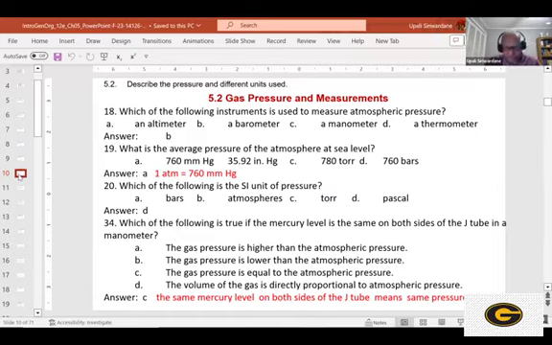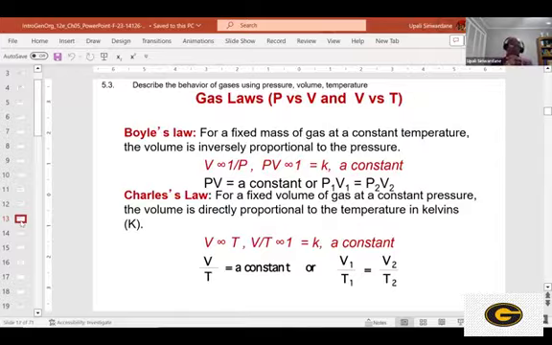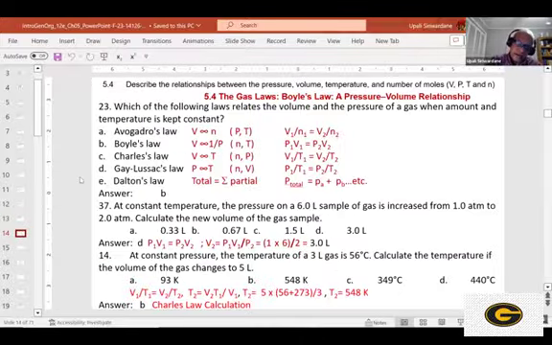Unit of gaseous pressure. Then we talked about gas laws. We talked about Boyle's law, Charles' law, Gay-Lussac's law, and Avogadro's law. Now in question number 23, these are the different laws. Avogadro's law deals with volume and moles of substance when the pressure is held constant.